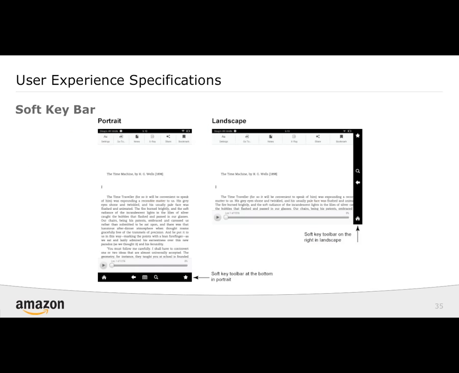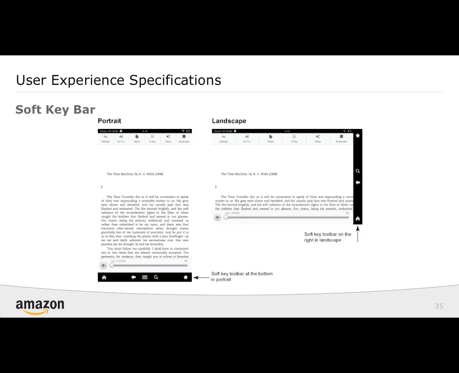The soft key toolbar is the other thing that we do that is different than standard Android. The standard Android toolbar is going to show up on the bottom of the screen in both portrait and landscape mode. In the Amazon tablets, we move the soft key toolbar to the right-hand side of the screen in landscape mode because we found that the vertical real estate on the screen is most precious in landscape mode. So we give you more of that vertical real estate by putting the soft key toolbar on the right-hand side.